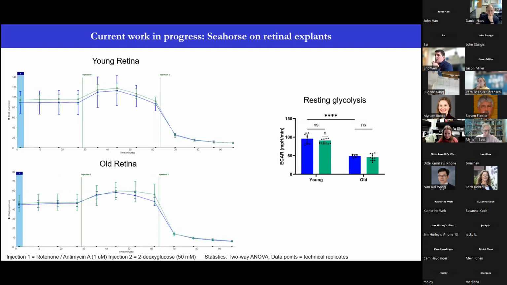Another thing we looked at was the ECAR, which is a measure of the glycolytic activity of the animals. At young, we don't see a significant decrease or increase in resting ECAR. What's interesting is that the old animals seem to have less resting glycolysis when compared to the young. Although this isn't significant between the two genotypes themselves, it's just significant with age.